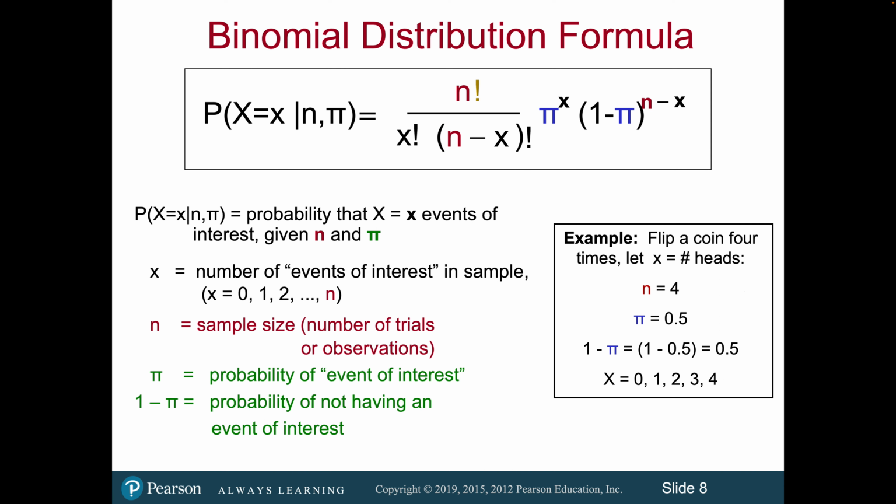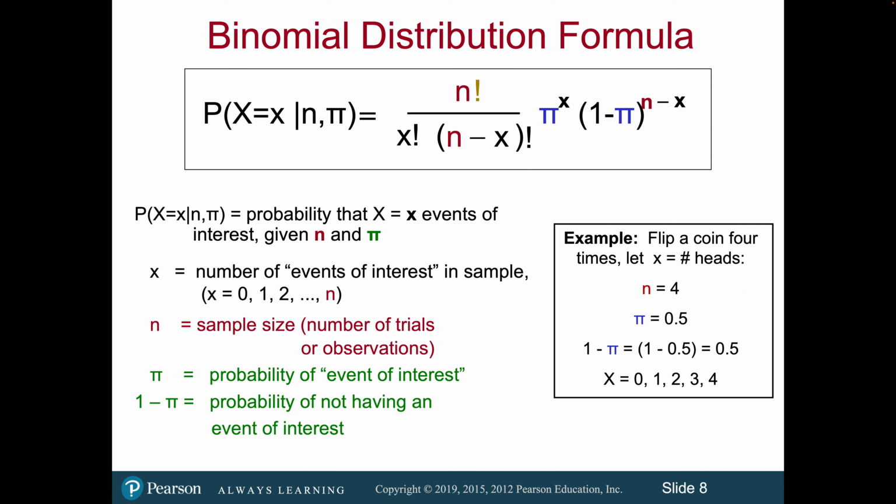So we're going to let X equal the number of heads. n is equal to 4 because, for obvious reasons, we're flipping the coin 4 times. Pi is equal to 0.5 because if it's a fair coin, we have equal likelihood of getting a head or a tail. 1 minus pi is equal to 0.5, and X can take on the measure of either 0, 1, 2, 3, or 4. Because again, if we flip the coin 4 times, we could get no heads, we could get 1 head, 2, 3, or 4 for obvious reasons.